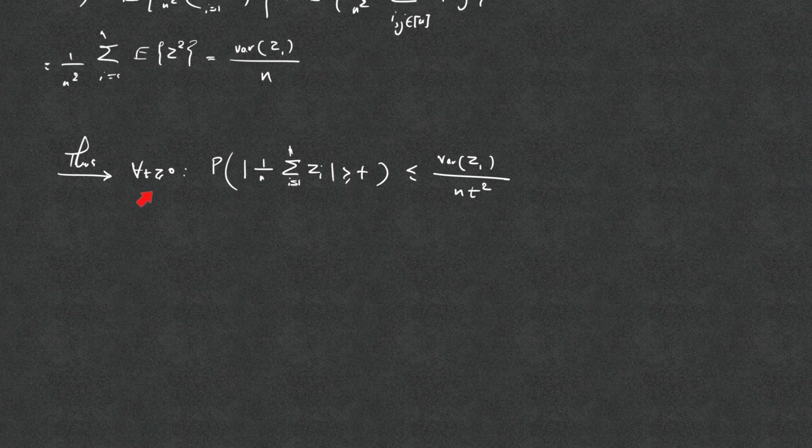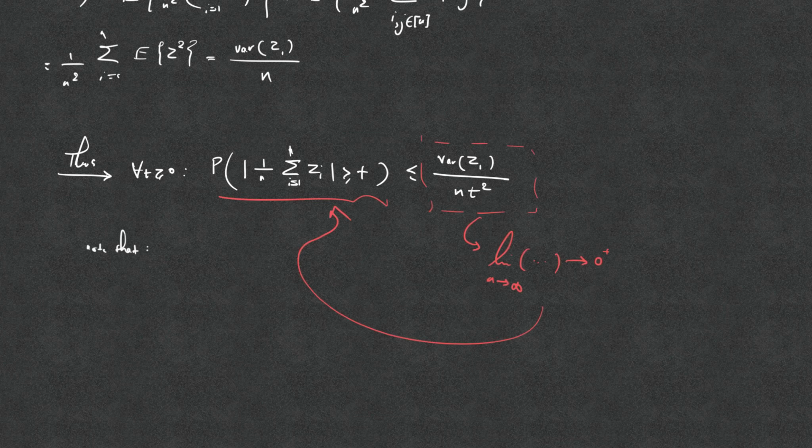So to sum it up, for any positive t, the probability of the empirical average of these zi's being larger than or equal to t, given that the E of each one of these zi's was 0, is less than or equal to the variance of z divided by n t^2. This is basically the corollary. Now if we take the limit as n approaches infinity, this approaches 0 from the positive side. So we can see that the results would converge to the average.